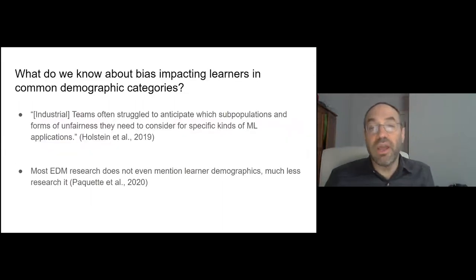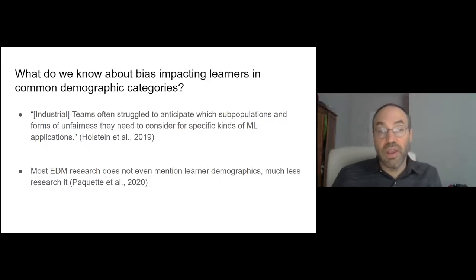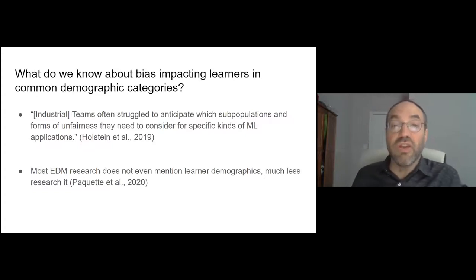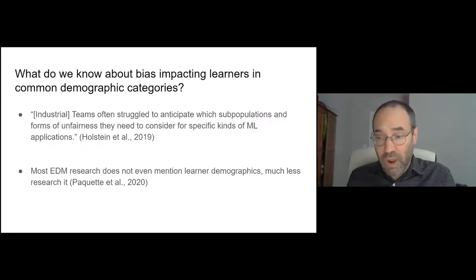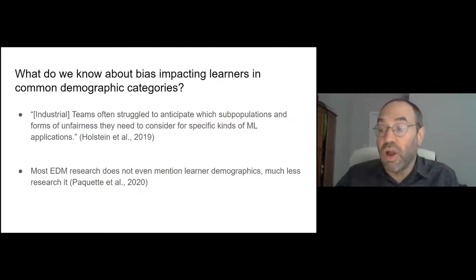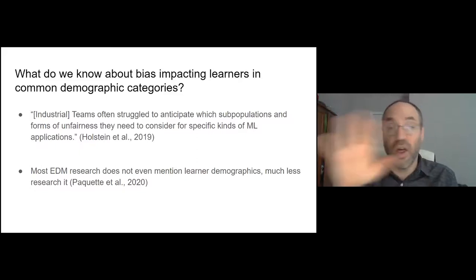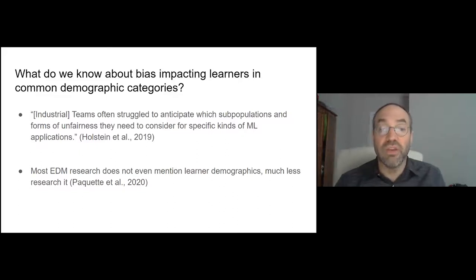So what do we know about bias impacting learners in common demographic categories? Nice quote from Ken Holstein and his colleagues, who are studying industrial teams' attitudes towards algorithmic bias in education, where Ken and colleagues noted that teams often struggled to anticipate which subpopulations and forms of unfairness they needed to consider for specific kinds of machine learning applications. In other words, people know that there's algorithmic bias out there, but they don't know where it lies. We have our stereotypical beliefs about it that we get from society and from knowing about biases in other areas, but that doesn't mean we know what's going on in education.